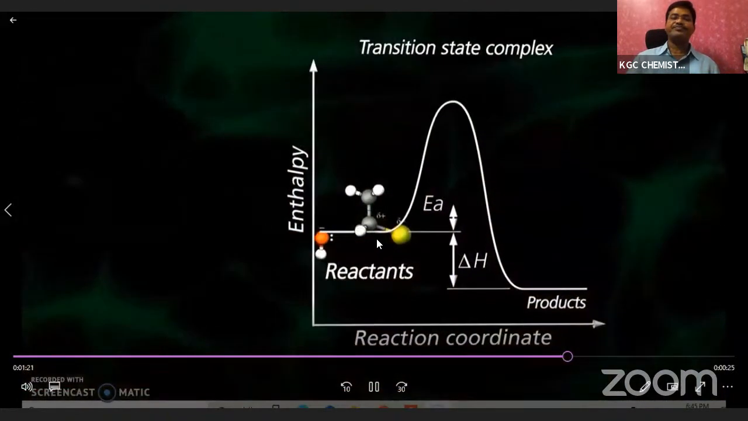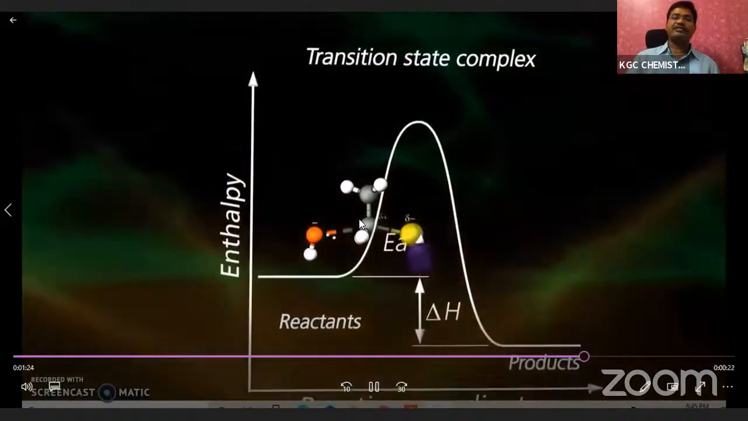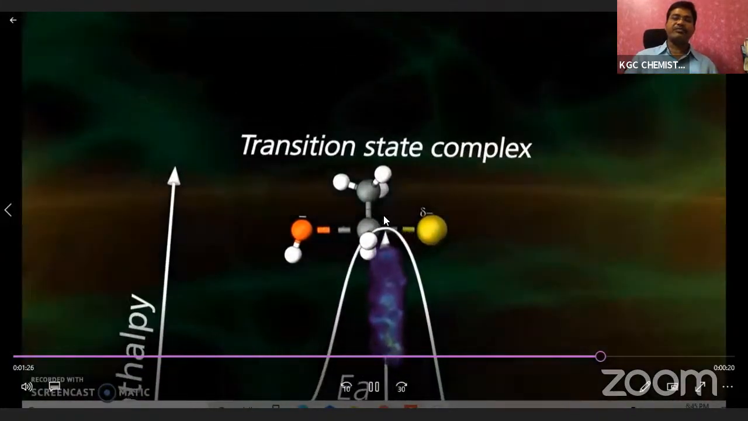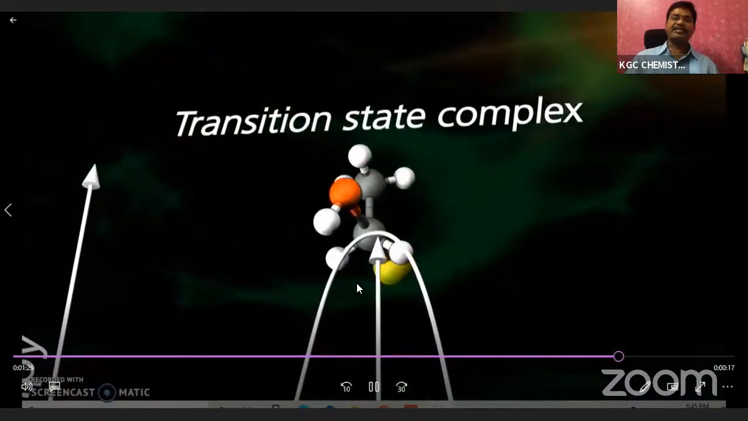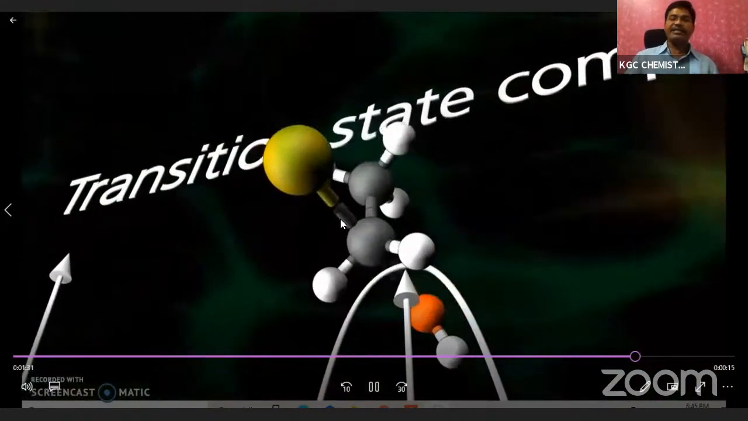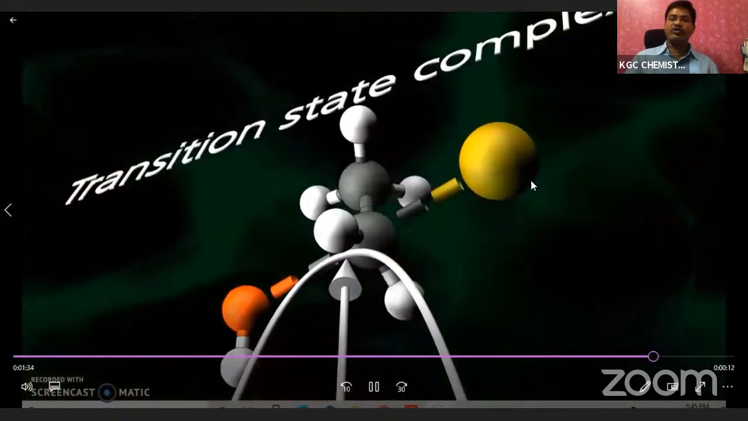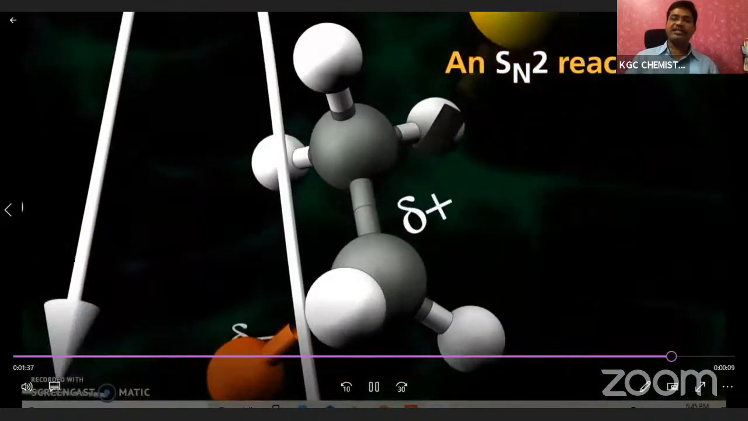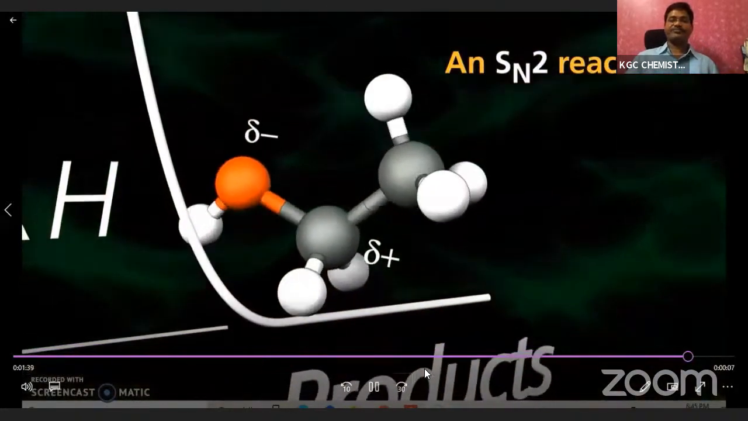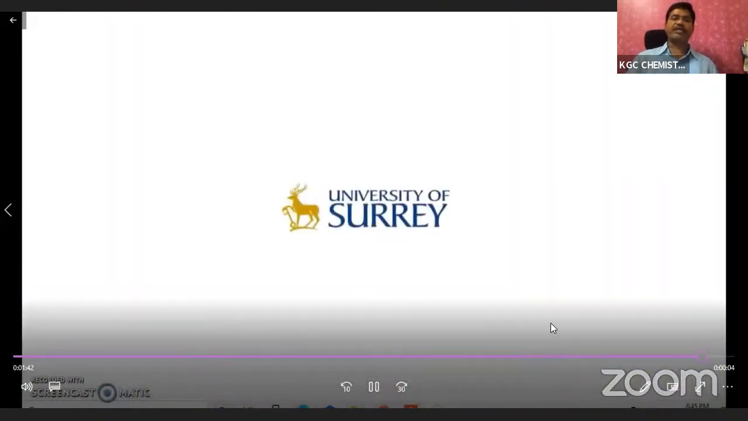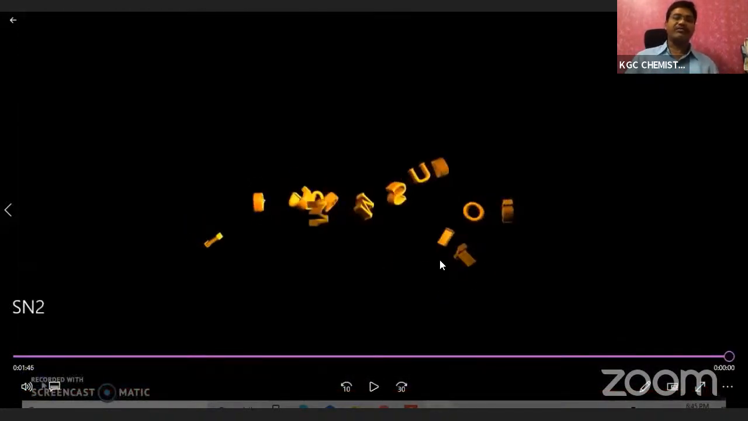Here again you can observe both reactants approaching and reaching the maximum energy. It is called the transition state, and then the leaving group leaves the transition state. Finally, you will get the product. This animation was given by the university, and we are very thankful to the people who made this beautiful animation. Now there is a simple SN1 reaction.